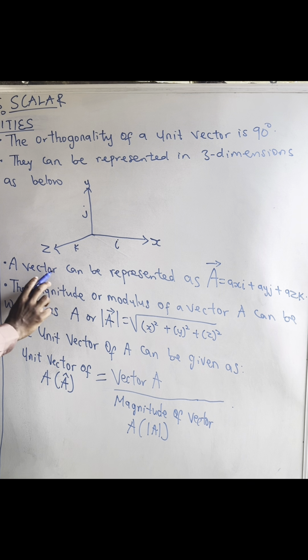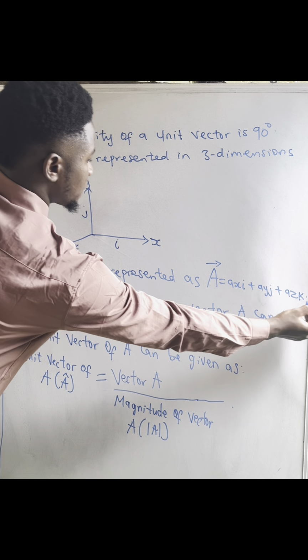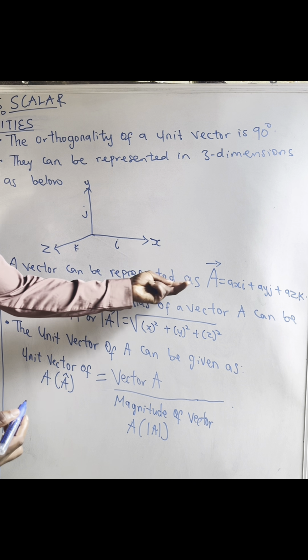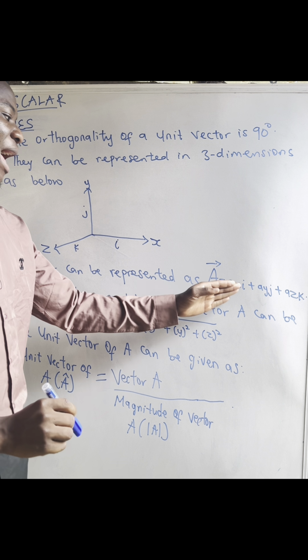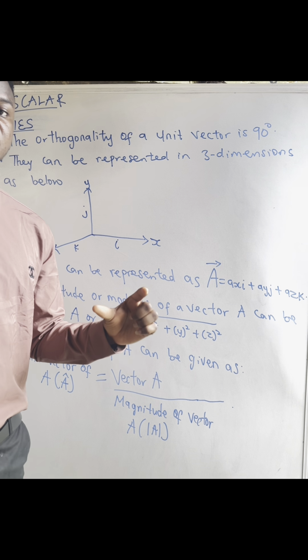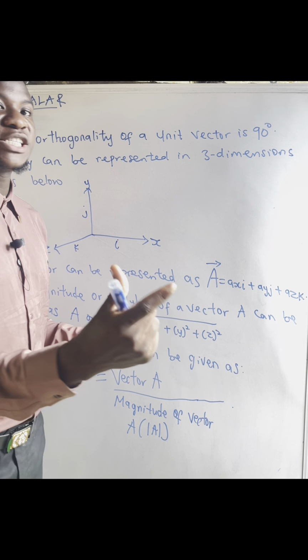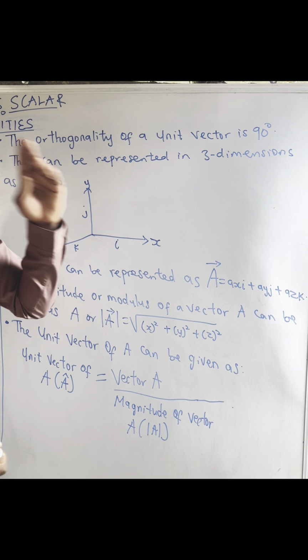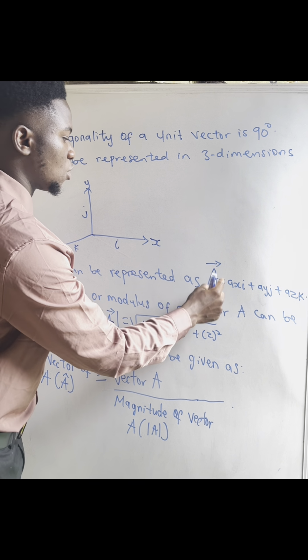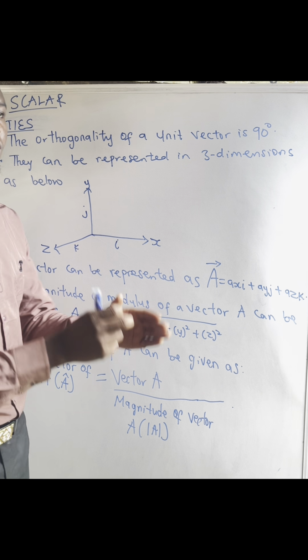So a vector quantity can be represented as this. A vector quantity has both magnitude and direction. The i, j, and k are the ones specifying the direction, while the magnitude includes the Ax, Ay, Az. That is why for vector quantities, we show an arrow like this that shows the direction.